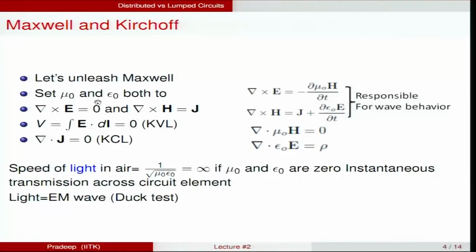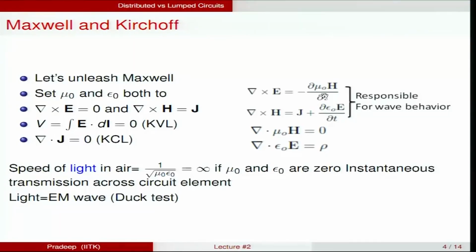So if you, for example, consider Maxwell's equations for curl of electric field and curl of H, and then set the constants mu 0 and epsilon 0 to 0, okay? If you set both of them to 0, this right hand side would go away, this right hand side of del epsilon E by del t will also go away, and if you remove these two, what you have is electric field and magnetic field being decoupled from each other, right?